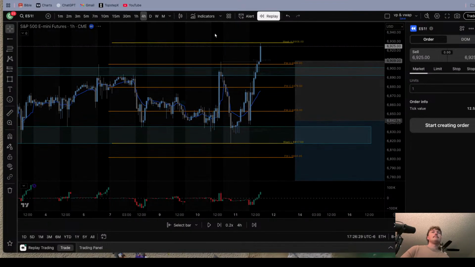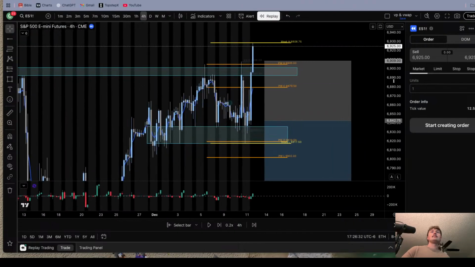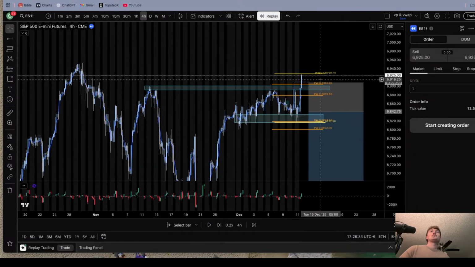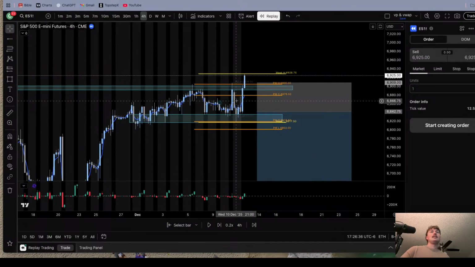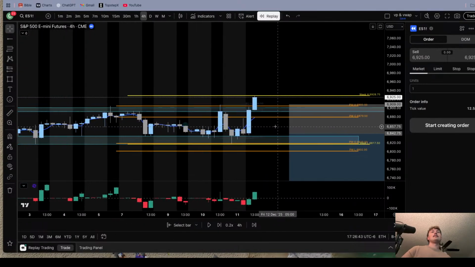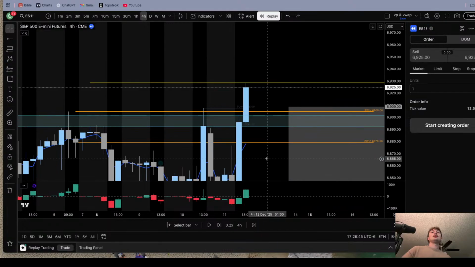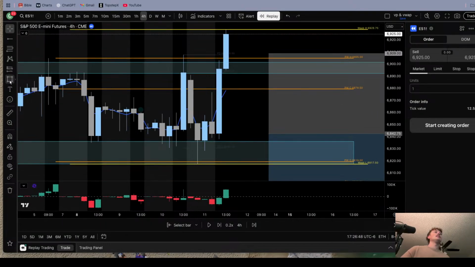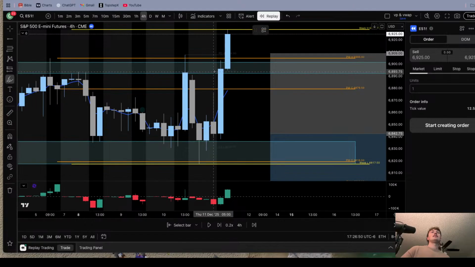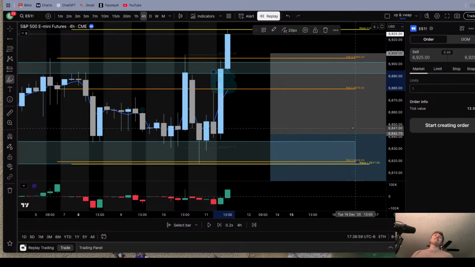Alright, so look where we're at. Let's look what happened here. A lot of chop, honestly. Really just hard to read. But on this 4 hour, you'll see we got a little imbalance going right here. This little gap, right? So I think that was probably enough to push it up.